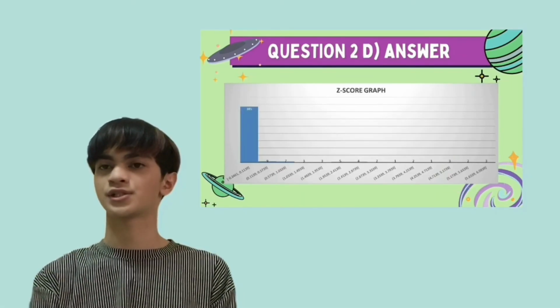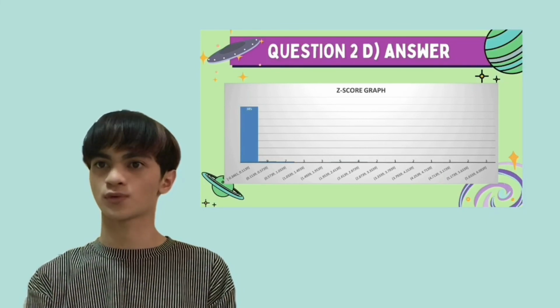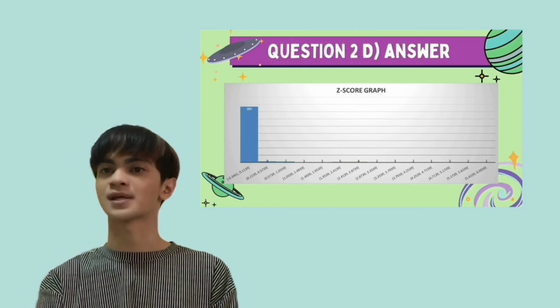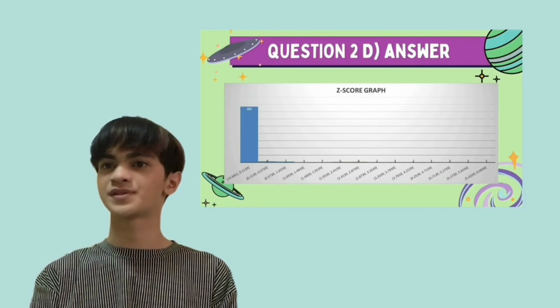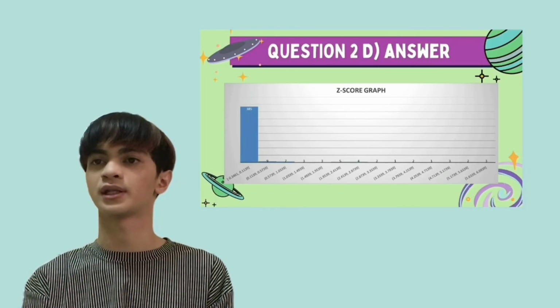So this is the section for the 2D answers. First of all, the question asks us to compute the z-scores and then determine the outliers. We have a very high number of samples. The lowest value is negative 0.3461. The highest would be 6.0939.